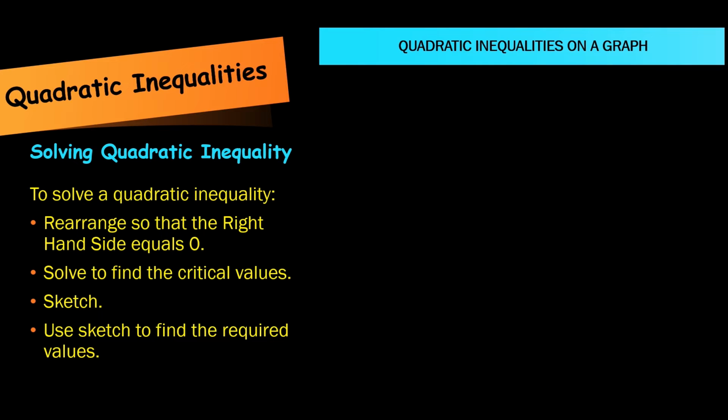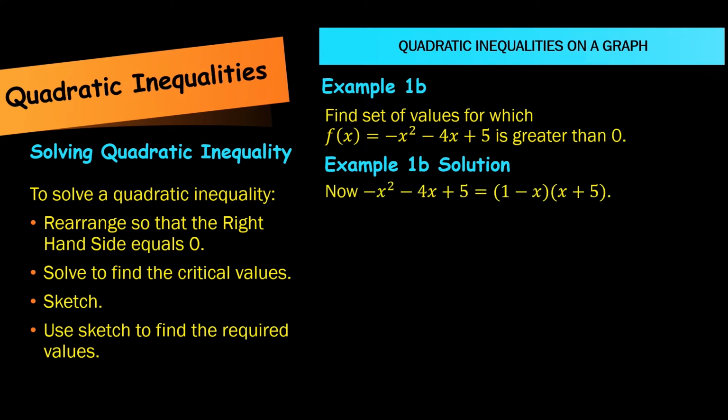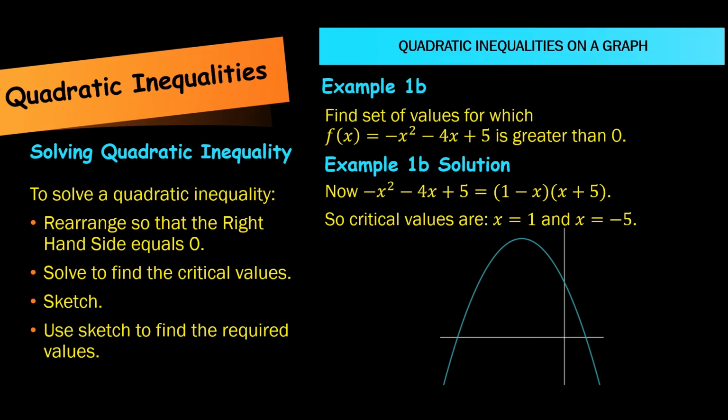Now let's solve example 1b. We are required to find the set of values for which f of x equals minus x squared minus 4x plus 5 is greater than 0. If we factorize this equation, we get 1 minus x times x plus 5. So the critical values are x equals 1 and x equals minus 5, as shown on our graph.